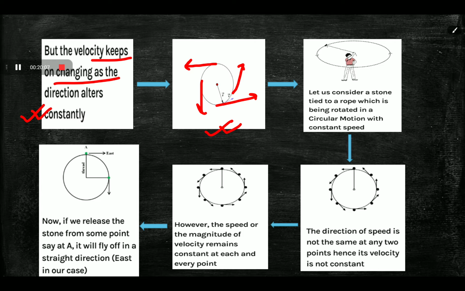Now, another example is that let us consider a stone tied to a rope which is being rotated in a circular motion with constant speed, and you all are very familiar with this experiment.